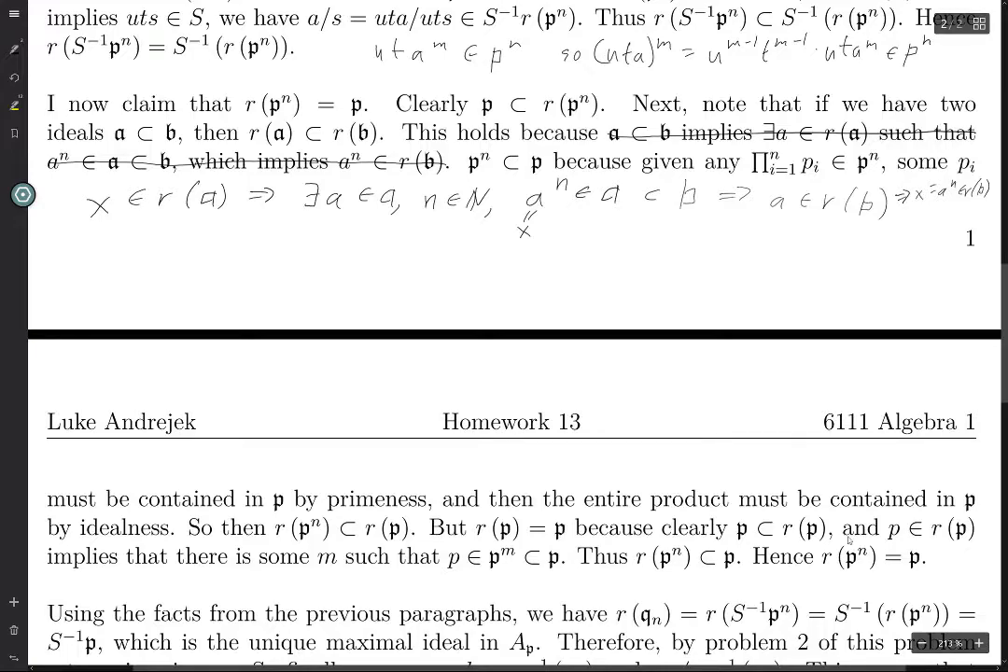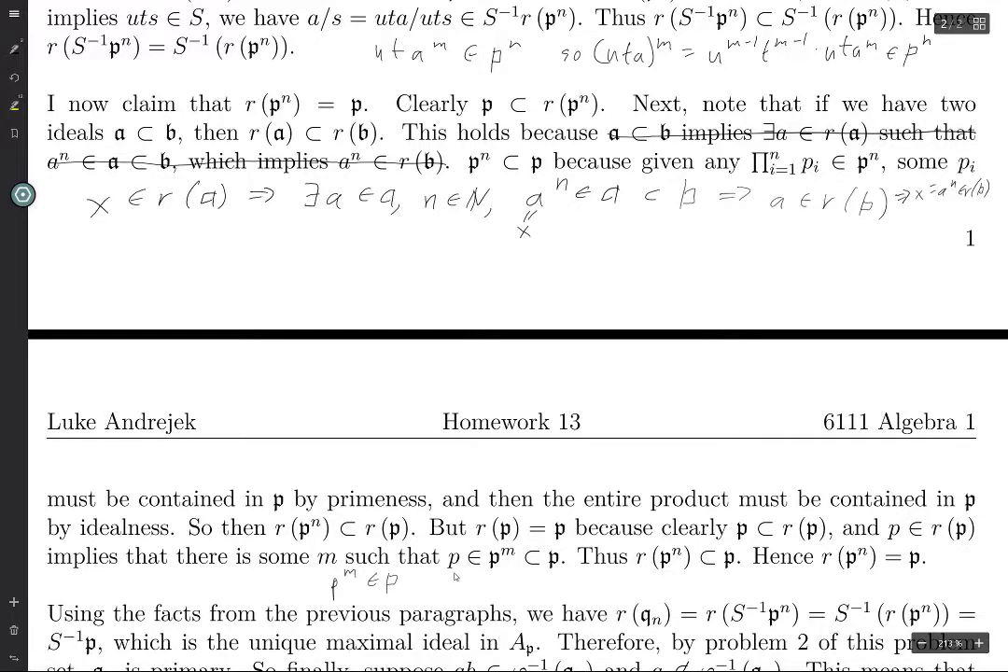And then, for the other inclusion, if you have an element p in the radical, then this means that there's some m such that p to the m is in P.